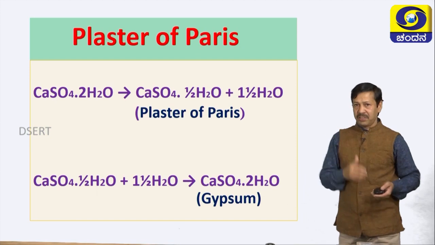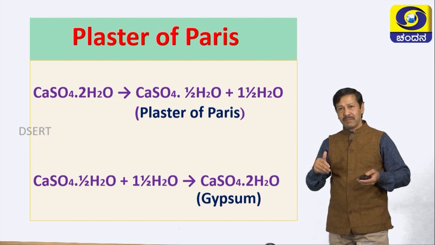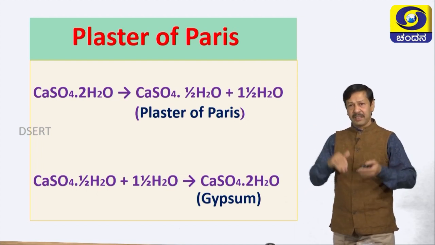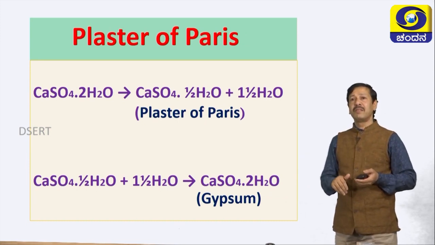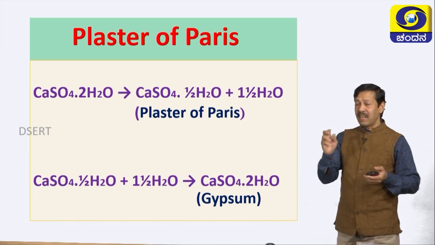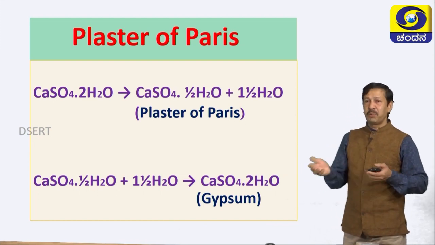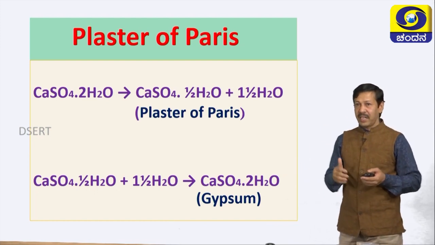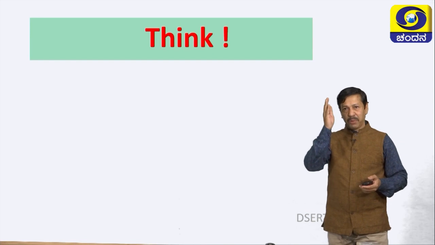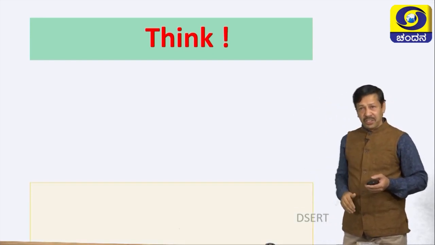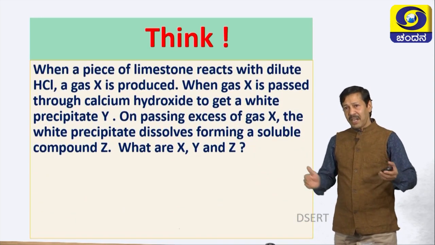If you reverse the process, that is how it is used. What happens during setting is that calcium sulfate hemihydrate combines with 1.5 moles of water to become calcium sulfate dihydrate, CaSO4·2H2O, called gypsum. These are two reversible processes in different situations, depending on our requirement. Now think, a very important thought-provoking question. These are called higher order thinking questions. Let us try to solve this one.